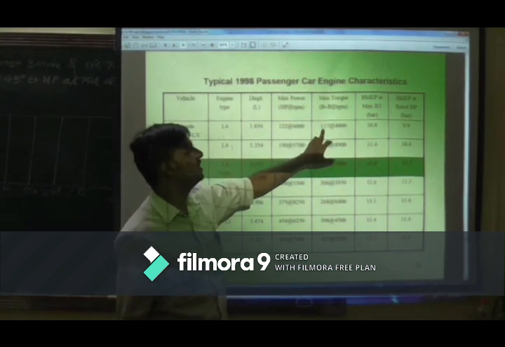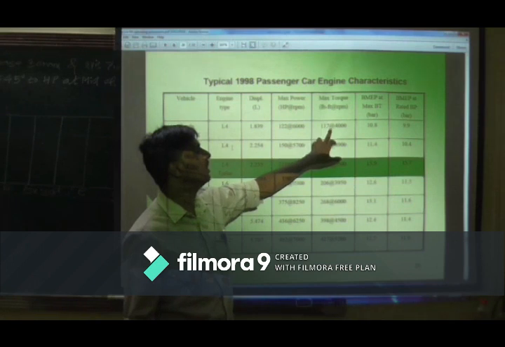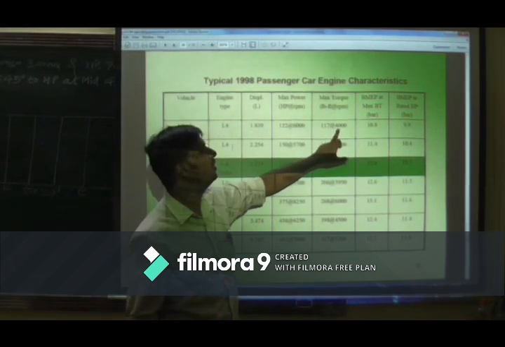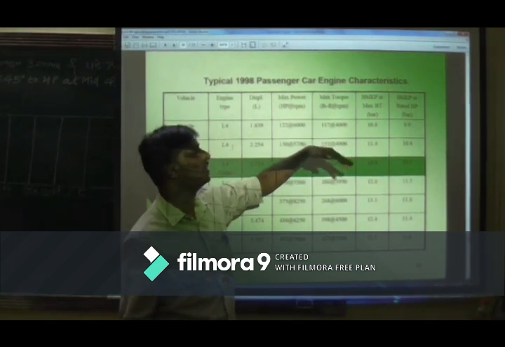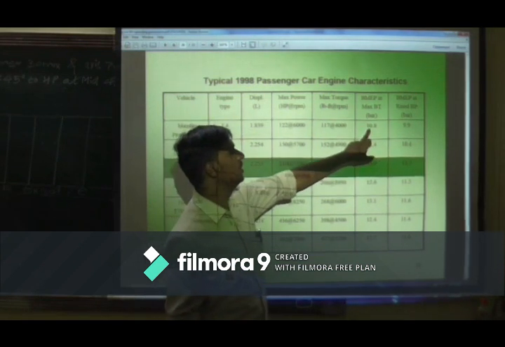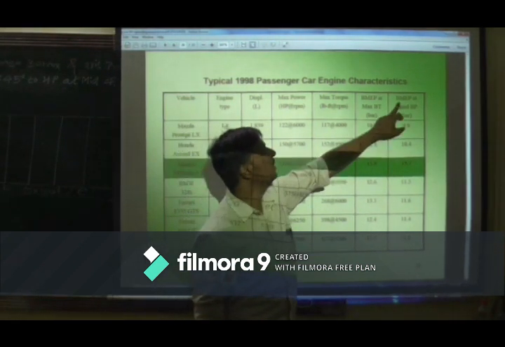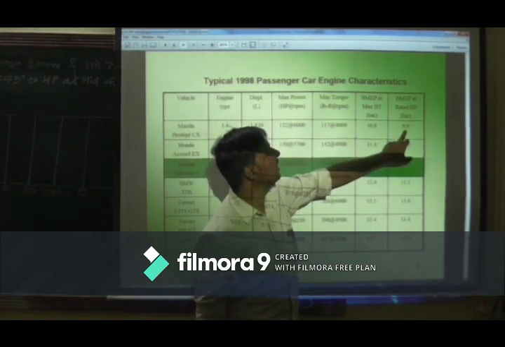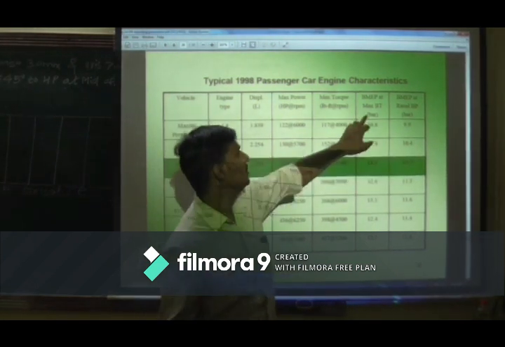Maximum torque. How much maximum torque can it produce? 117, at 4000 RPM. And we know as speed increases, torque value decreases. BMEP value, this much maximum we can get. BMEP at rated brake power, this much we are getting, 9.9. This is brake torque.